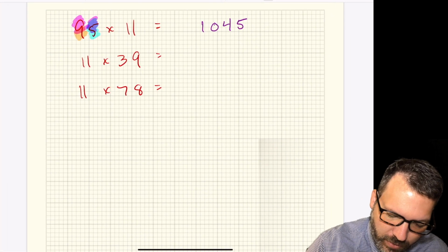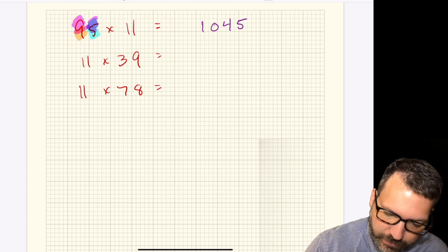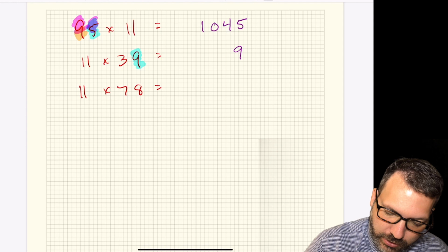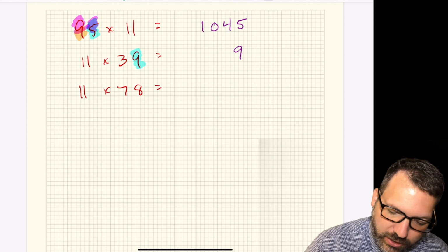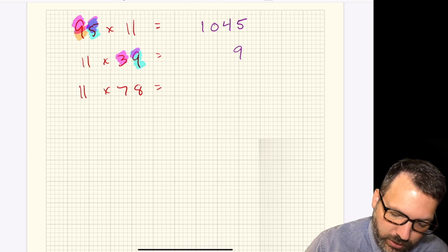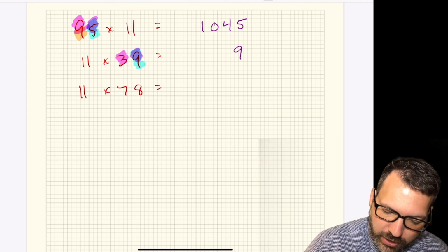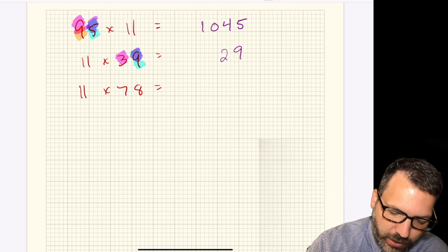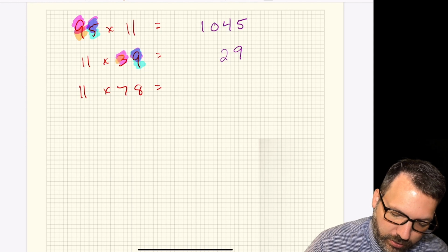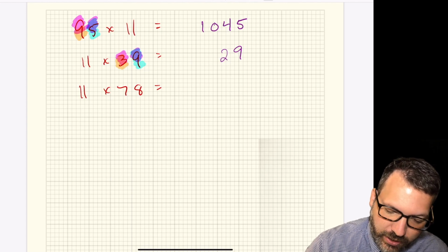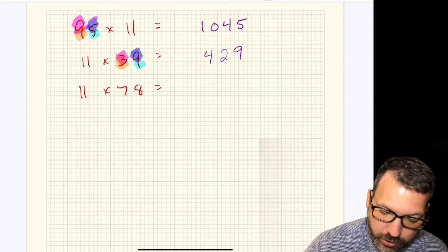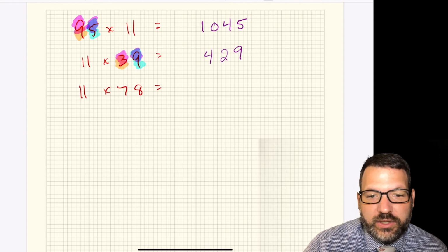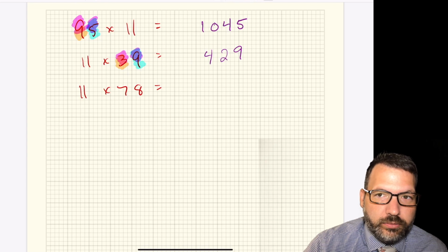Let's do it again. 11 times 39. We start, of course, with our ones digit, which is 9. We take the ones digit and the tens digit and add them together. 3 plus 9 is 12, and I carry the 1. And then finally, we want to take our tens digit, 3 plus that carry of 1 makes 4, and so 429. Take a moment and work out 11 times 78 on your own.